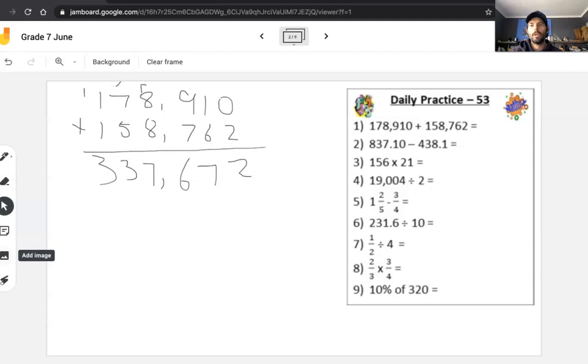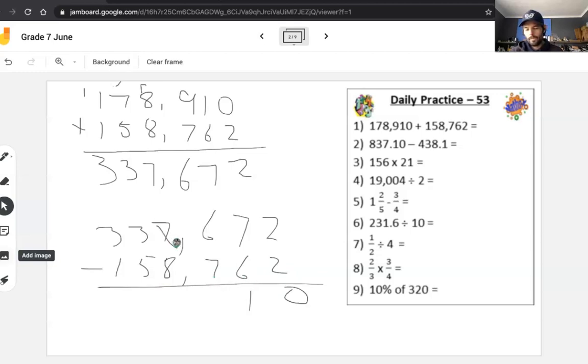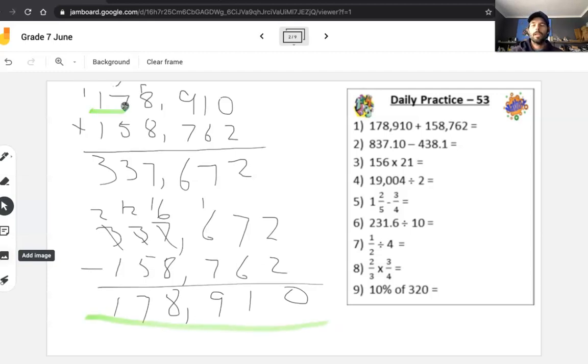337,672. The check strategy is if we take 337,672, and let's subtract 158,762, and if we get 178,910, then we're going to know that our calculation is correct. So let's just finish this one off. 12 minus 5 is 7, 2 minus 1 is 1, and there you can see that 178 is the same as the 178,910 at the top. So our calculation must be correct.